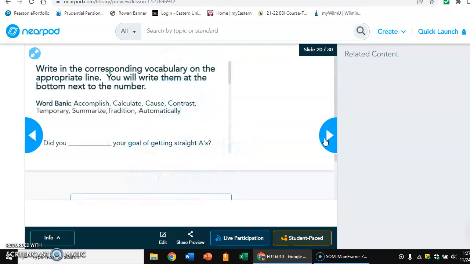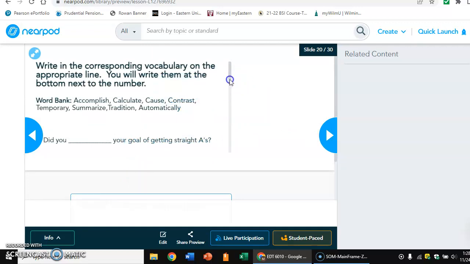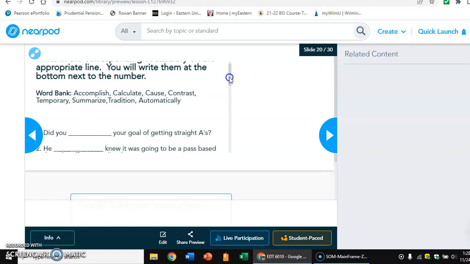Let's take a look at our open-ended portion of this assignment. So what we're going to do here is we're going to write in the corresponding vocabulary on the appropriate line. You will write them at the bottom next to the number. Okay, so you can read through these.